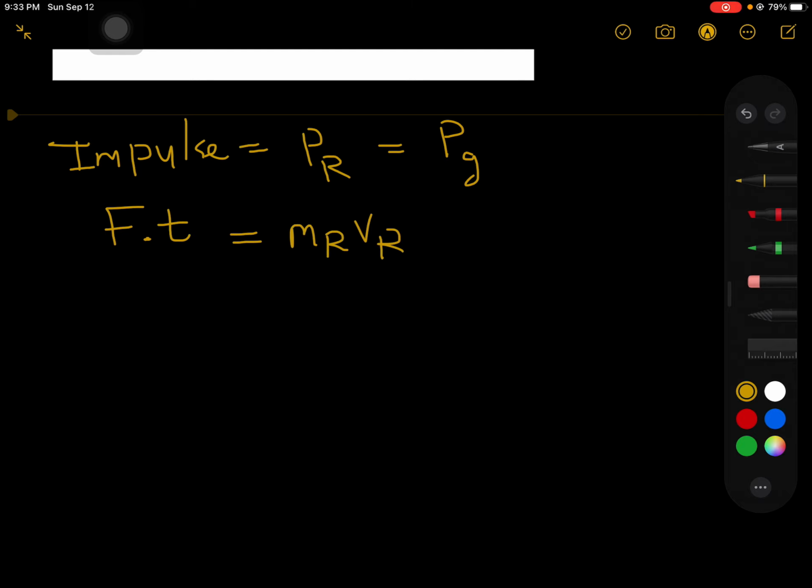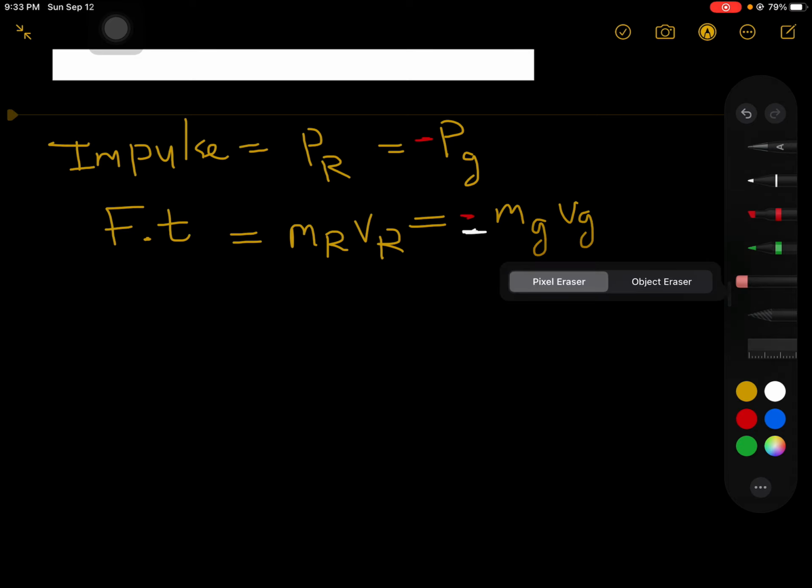equals m_r, the mass of the rocket, times v_r, the velocity of the rocket, equals m_g, the mass of gas, times v_g, the velocity of gas. And we can put this sign here to describe the direction, because when the rocket goes up, the gases go down. This sign is just to describe the direction. When we solve any question, we remove it.